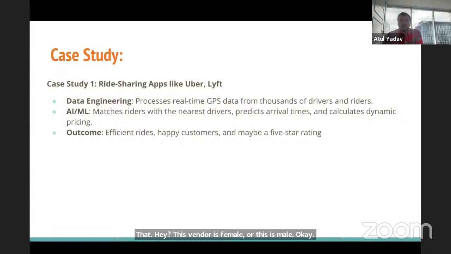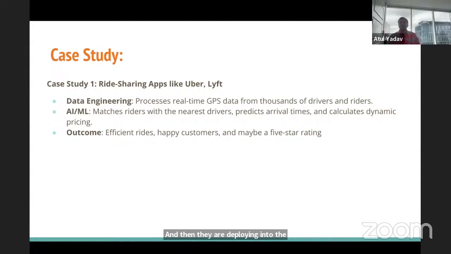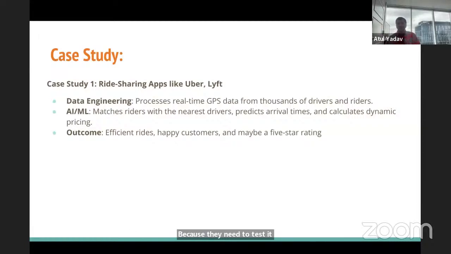Okay, so I think we are good so far, right? Like, how data engineering takes care of the data, and now how the data scientists and the ML engineers are creating the models, and then they are deploying into production. Well, not deploying into production yet, they are going to deploy, because they need to test it first in the dev environment, then in QA, and then take it into production.